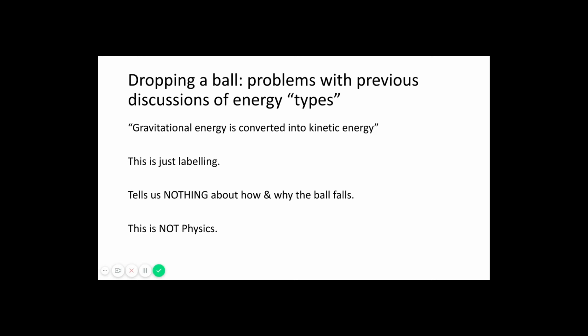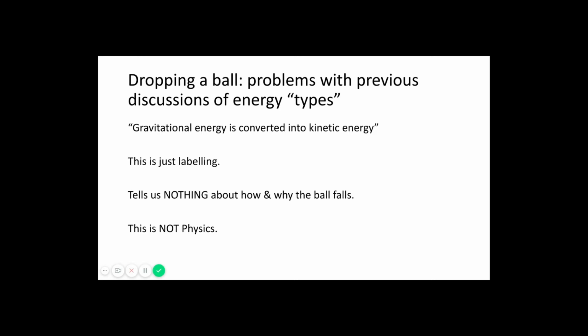Physics is a way to explain why these things happen and make predictions. Naming types of energy does neither of these. It also suggests that there are different types of energy when there really is just one, just energy.